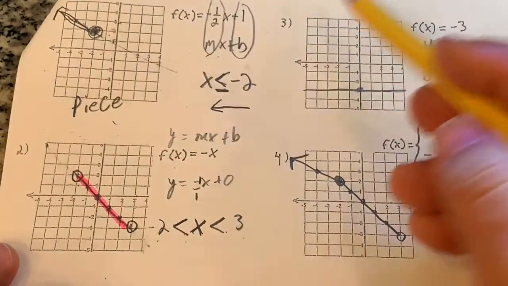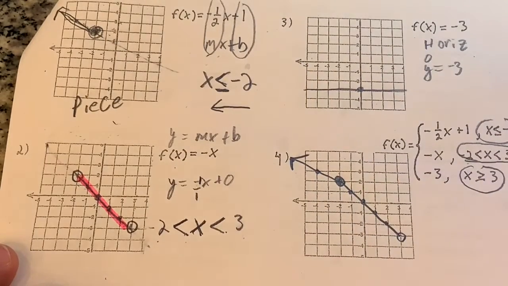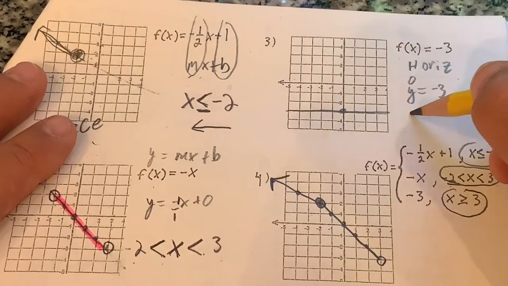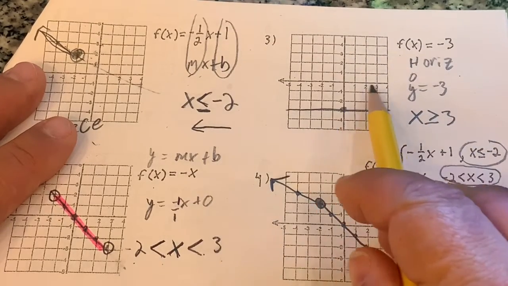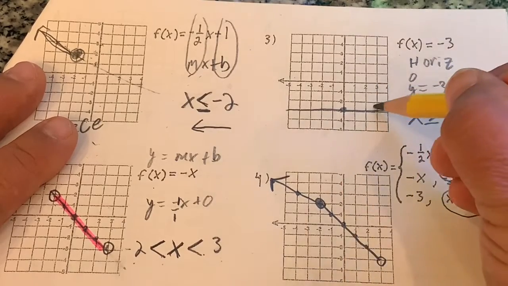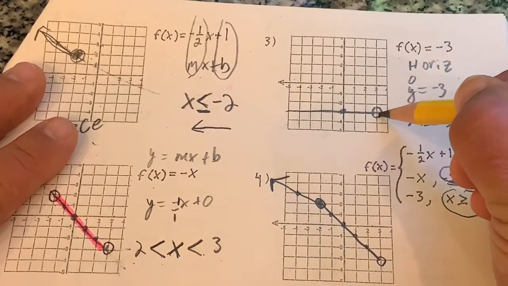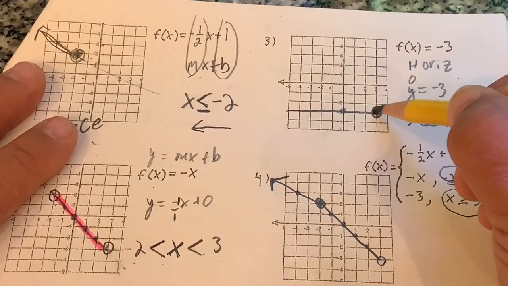The third piece is up here. So the domain restriction says x is greater than or equal to 3. So I'm going to come up here and copy that down. X is greater than or equal to 3. So I go to 3 on the x-axis. There's nothing there. I go down to the graph and I put an open circle. Do I fill that circle in or leave it open? Because there's a line underneath the inequality, I close that circle.